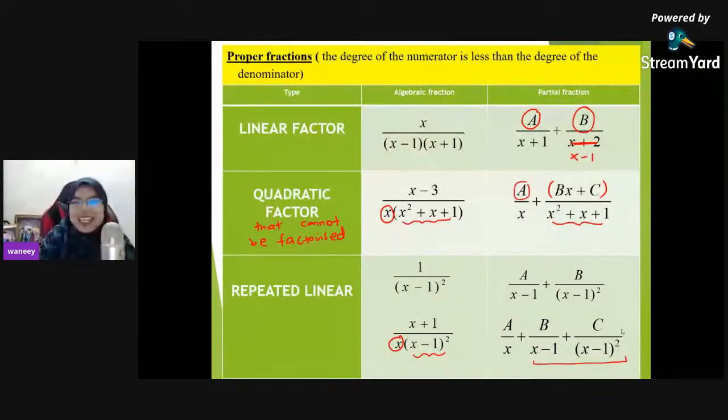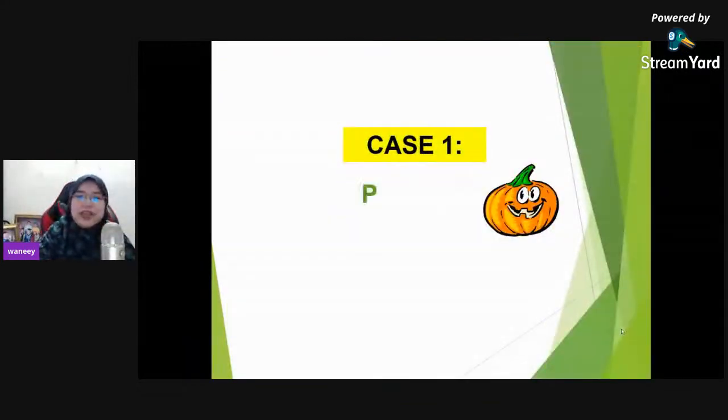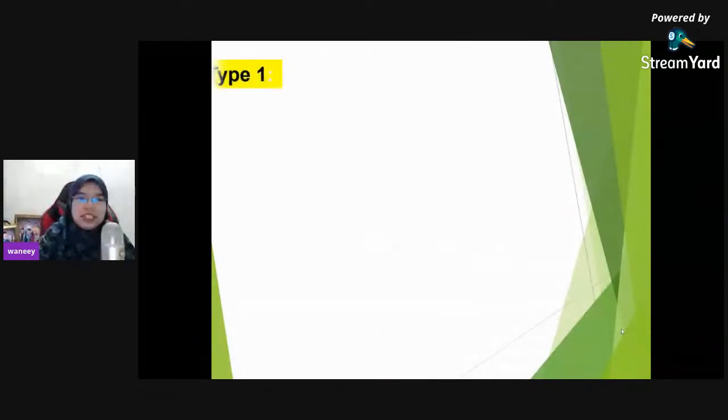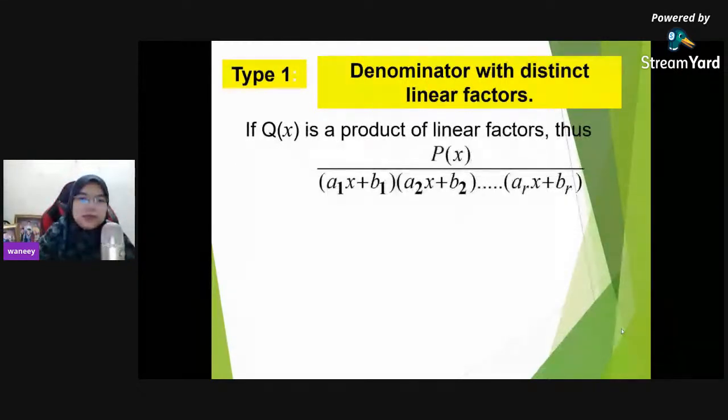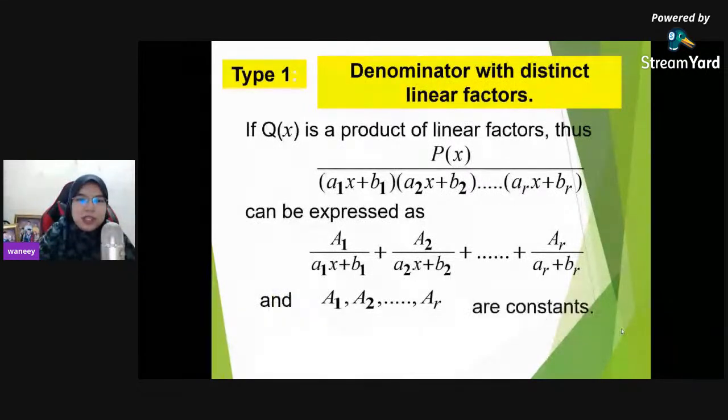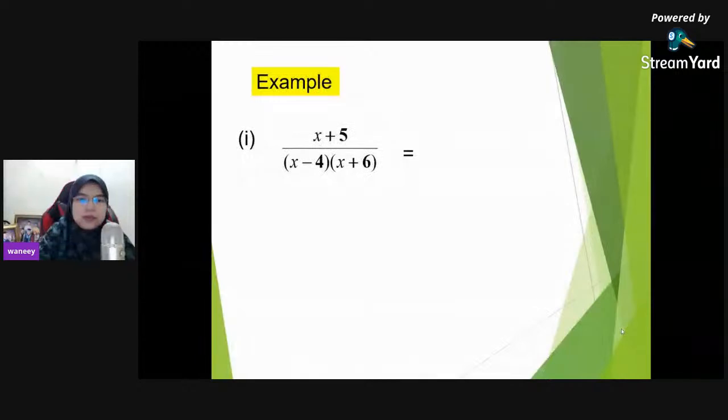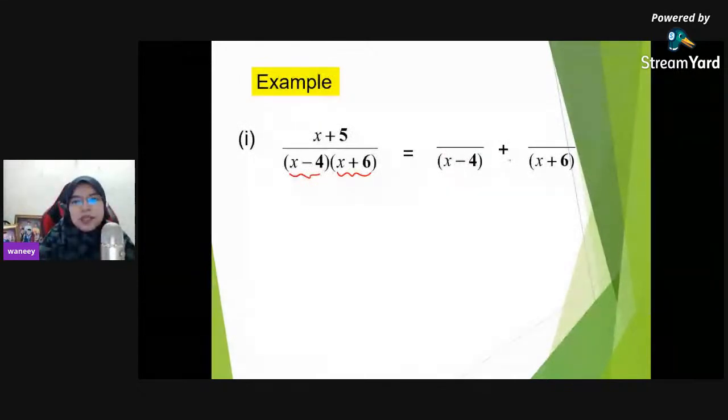Okay, so I think let us start with some examples first. This is the first case, when we have a denominator with distinct linear factors. Let's say you have x plus 5 over x minus 4, x plus 6. Those two are distinct linear factors. So when we separate them, one will be something over x minus 4 plus something over x plus 6. Since these are linear, we should write down a constant: a over x minus 4 plus b over x plus 6.